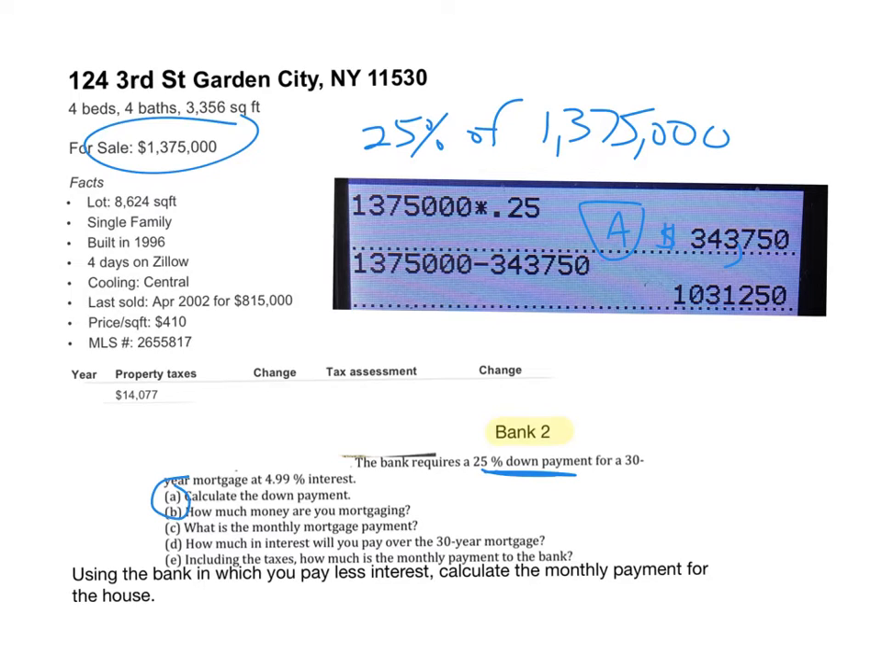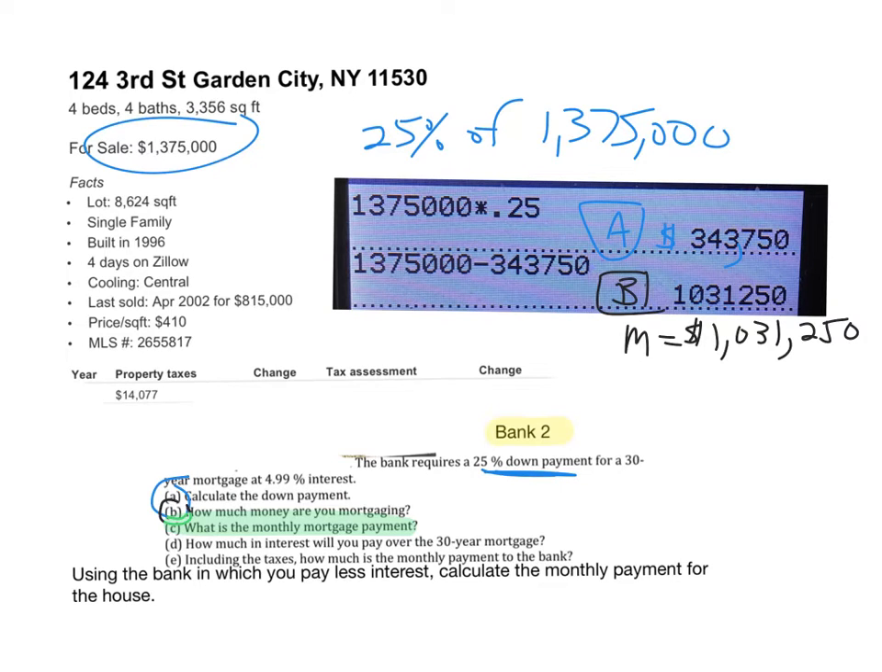How much money are you mortgaging? How much money are you borrowing? What is the M value in your mortgage formula? Here, the M value, if you go with bank two, is $1,031,250. So now we need to go about calculating the monthly mortgage payment if we decide to go with this second bank. So you need those three values.